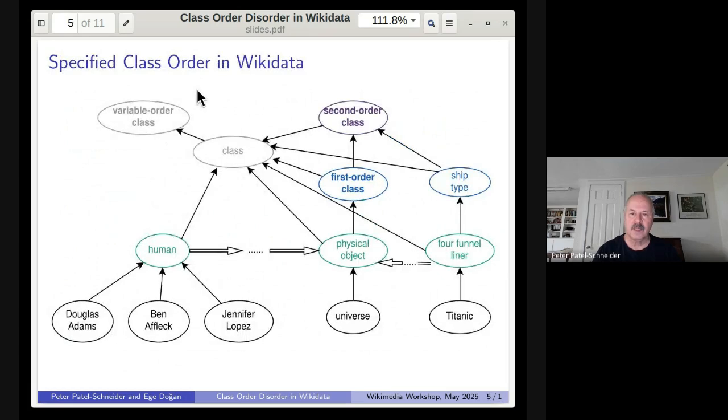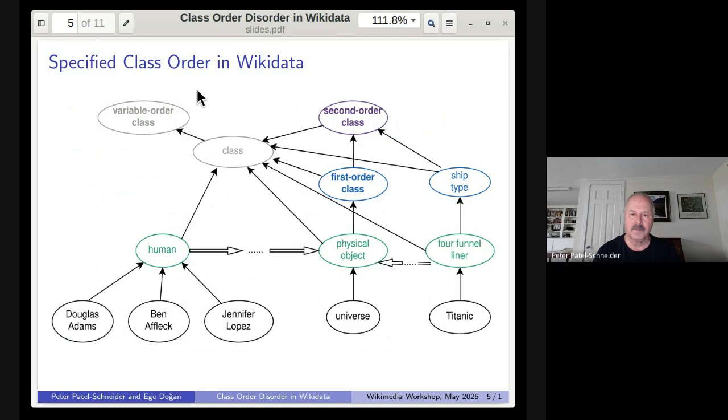Wikidata has classes that specify the class order of their instances. The classes physical object, human, forefront liner, and ocean liner are specified to have first order in Wikidata because they are instances of a first order class, or subclasses of a specified first order class. The class ship type is specified to be a second order class in Wikidata because it is an instance of a second order class.